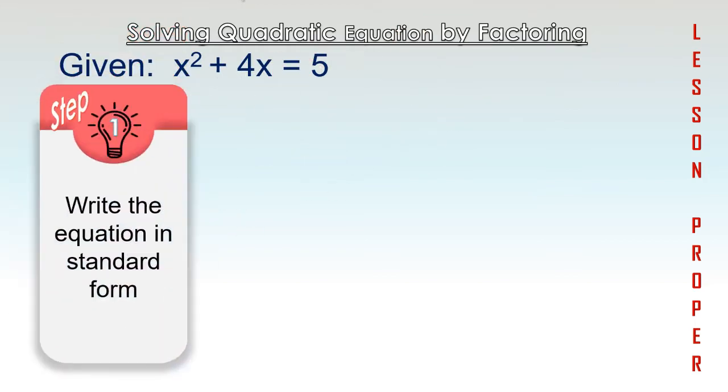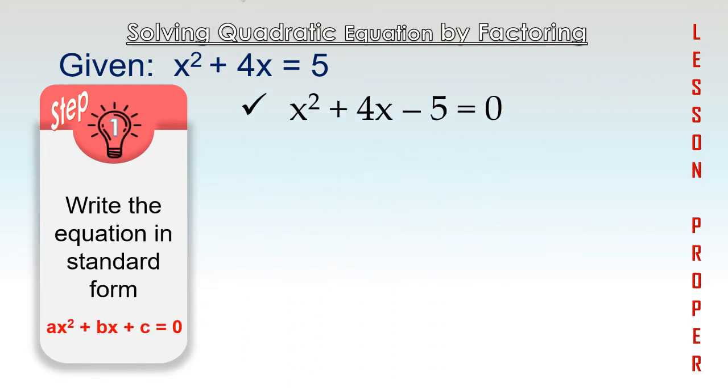Step number 1. Write the equation in standard form, ax squared plus bx plus c is equal to 0. Rewriting the equation x squared plus 4x is equal to 5 into its standard form, we simply transpose 5 to the left side of the equation so that it becomes x squared plus 4x minus 5 is equal to 0.